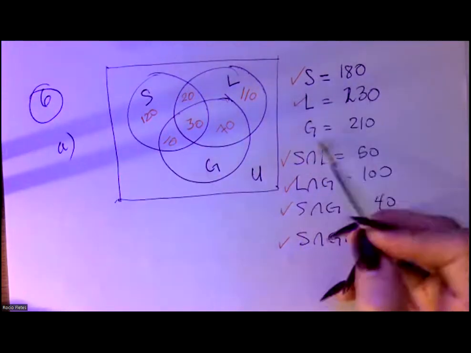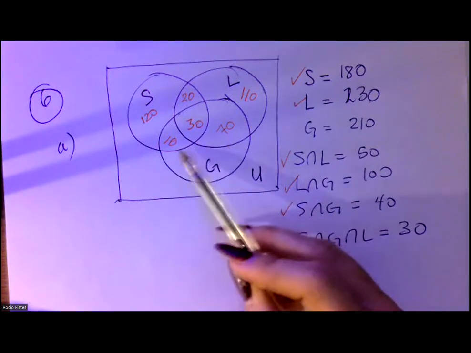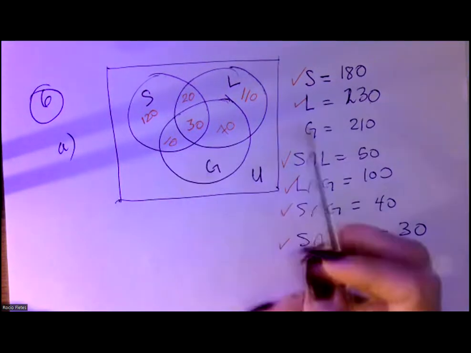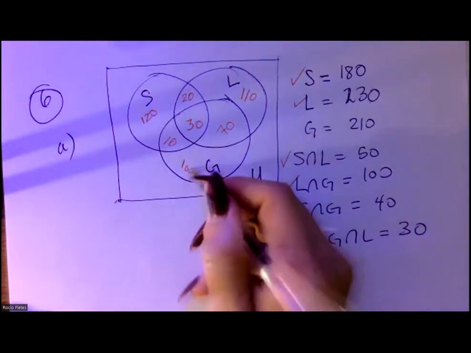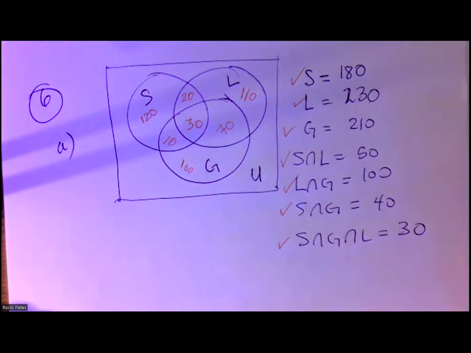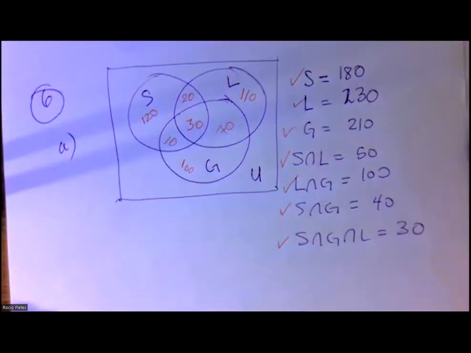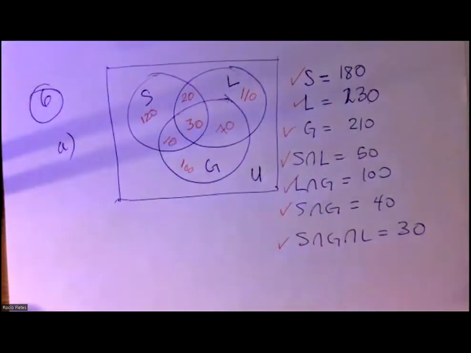And for G, we have 10 and 30 and 70. So that's going to be 110. And G is 210. So then this is 100. Right? Now, how many people do we have in total according to the question? We have to read the question. Let's read. We have a total of 550 students. Okay, so 550.